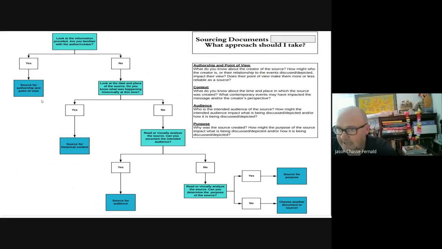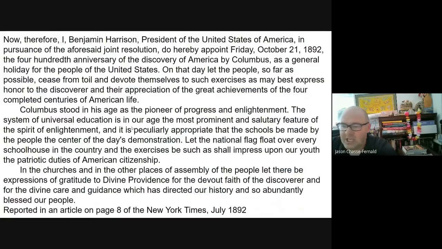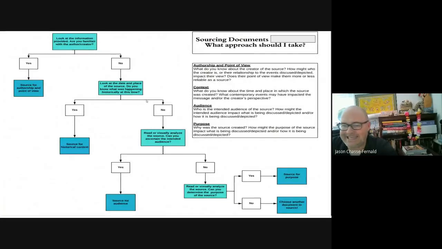If that doesn't work for you, if you didn't happen to have written a paper on Benjamin Harrison when you were in U.S. history class as an 8th grader, then you're probably not going to want to do that. Then move on. Look at the date. That's 1892. Do you know what's going on in the United States in 1892? If you do, then go ahead and source it for context, small c, document-specific contextualization.